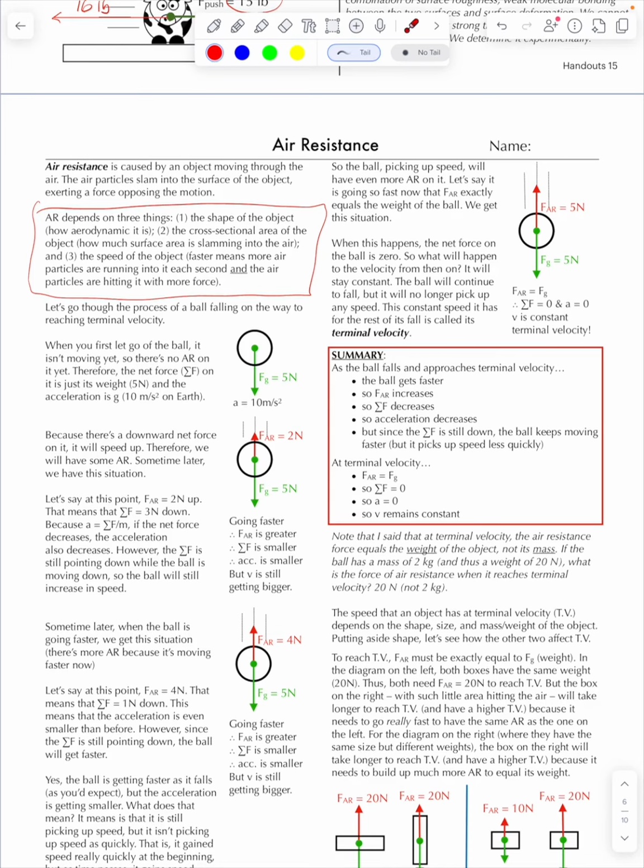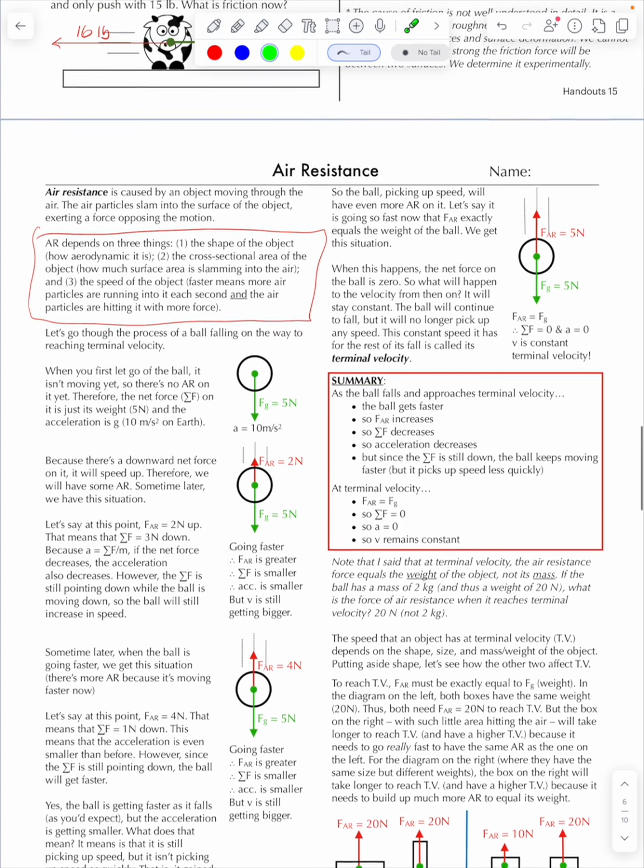And the key thing there, one of the trick questions, is at terminal velocity, if I get my, hope I didn't crash here. There we go.